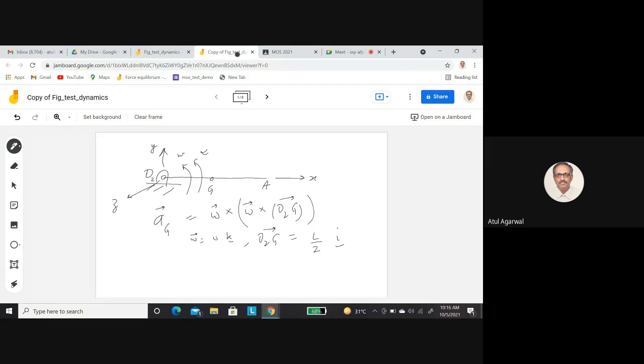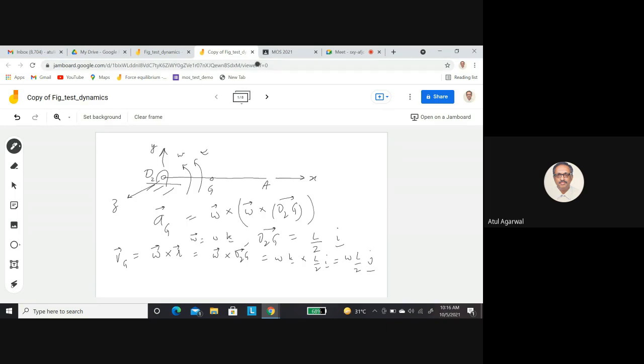So one thing is the velocity of point G. What is the velocity of point G? Omega cross R, and R is O2G. So you will get omega k cross L/2 i. This is omega L by 2. k cross i is j. So this is the velocity of point G.